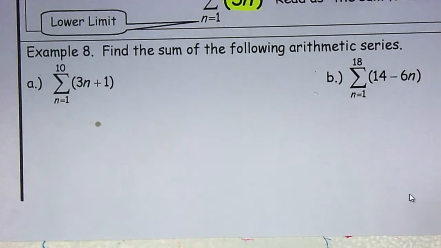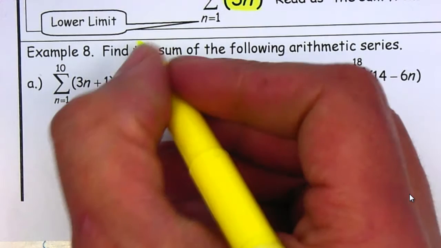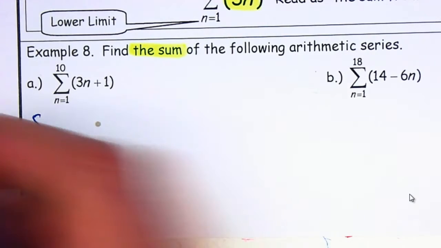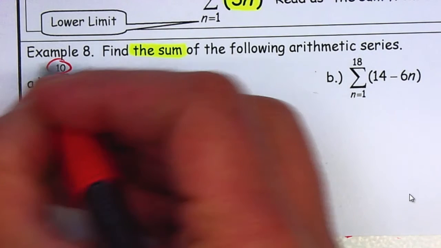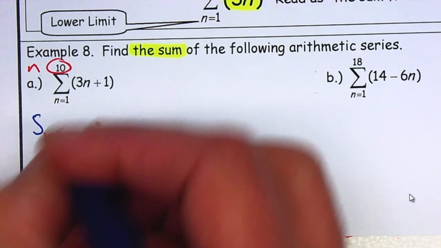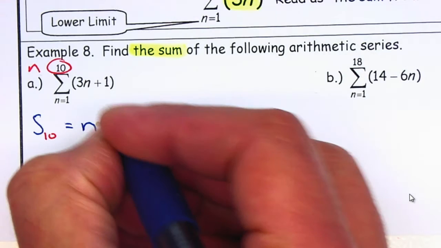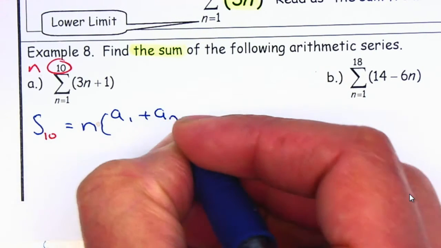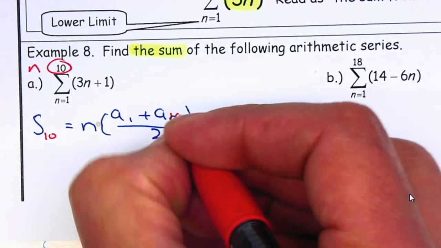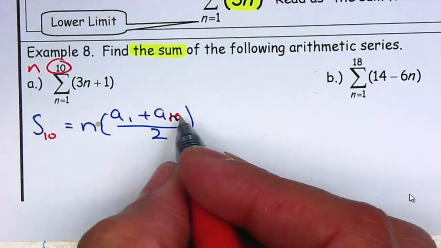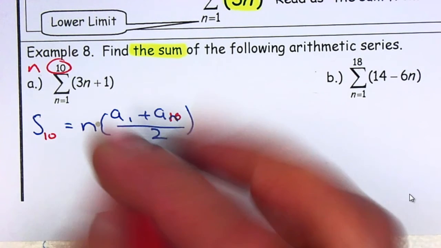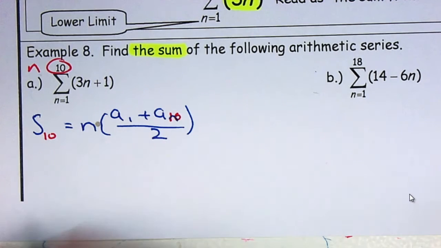Find the sum. If they ask you to find the sum, we have to use the sum formula. So the sum, in this case, this represents the n value. How many numbers you need to add up? So that's S sub 10 is equal to n times a sub 1 plus a sub n, divided by 2. And the value of n is 10. Right? So we need to be able to find the first term and the 10th term. How many numbers do we need to add up? The value of n is 10.